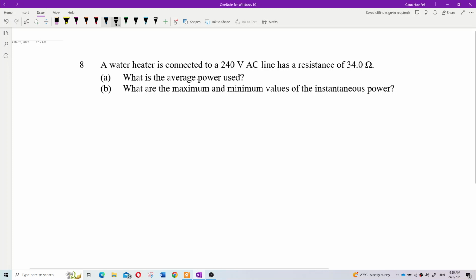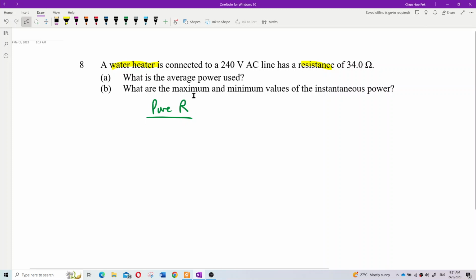Okay, so identify what kind of circuit this is. This one only has a water heater with this resistance, so there's no other component around. So this is a pure resistor circuit.